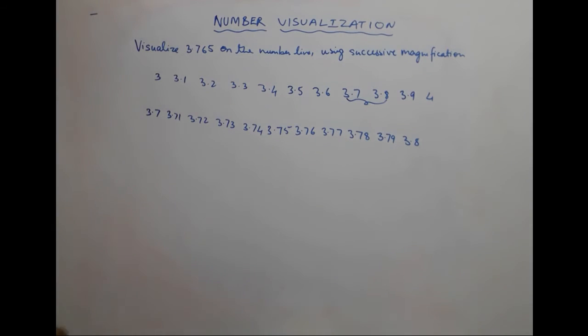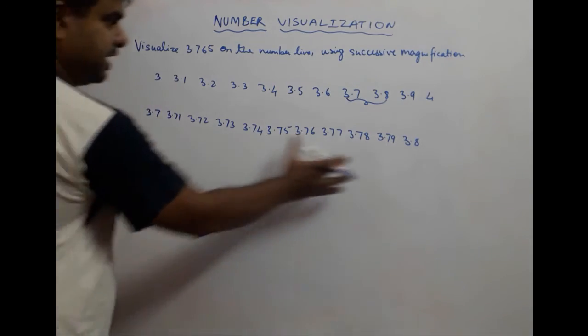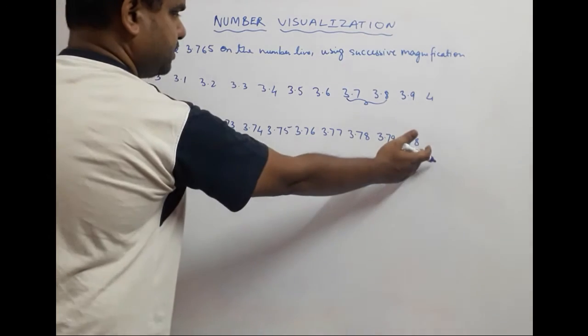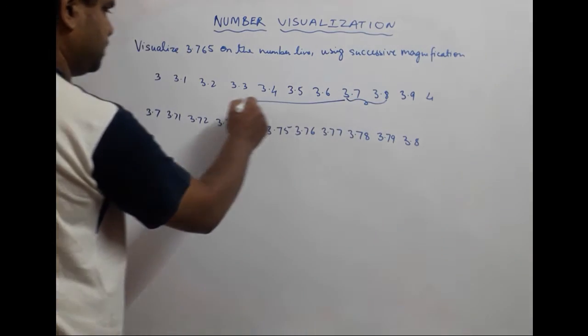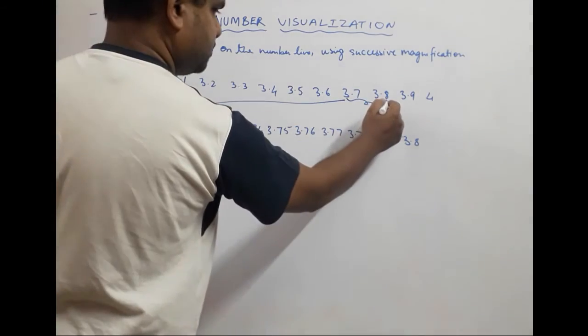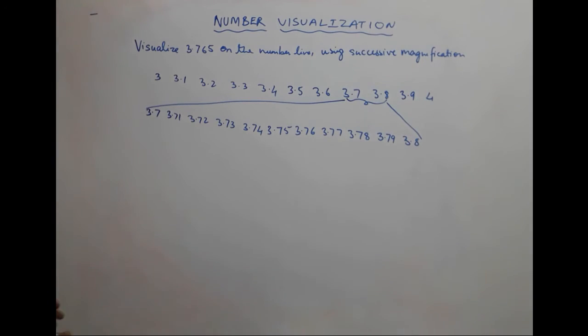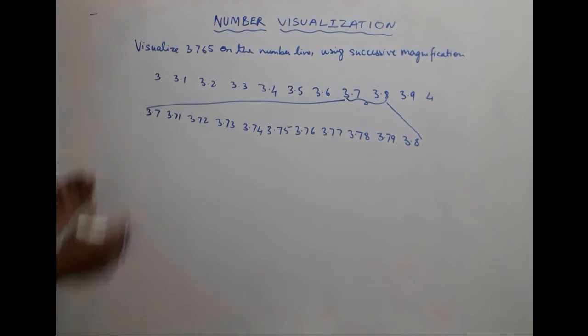Got it? So we'll mark this to show that this entire, complete set of numbers is actually a magnified part of this. To show that, we'll draw a line from here to here. This is telling us that we are just magnifying this section, 3.7 to 3.8, and these are the numbers that we can see upon magnification. Okay, that is what we call successive magnification.